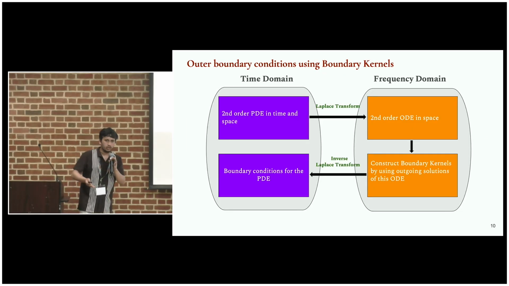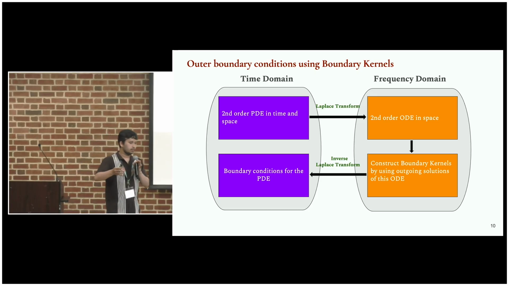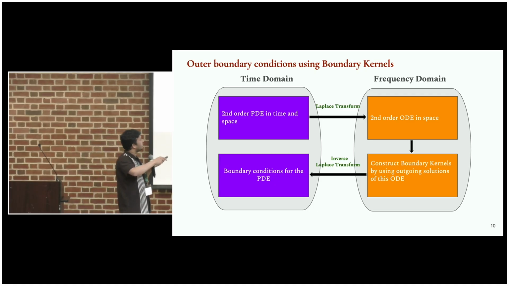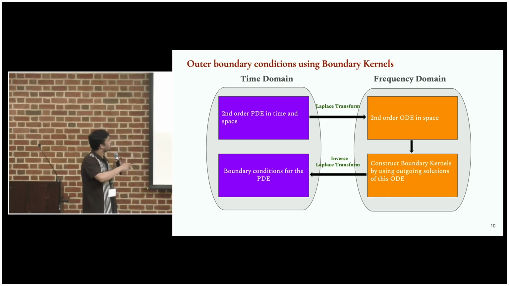So what are we trying to do here? We are trying to place boundary conditions at some finite value of r for the Teukolsky equation, and the quantities that help us do that are called boundary kernels. Let me explain the schematic of how we do that. Like I showed, we have a second order PDE in time and space, and then we Laplace transform it to get a second order ODE in space in the frequency domain. Here we use the outgoing solutions of this ODE to construct these quantities called boundary kernels, and then we inverse Laplace transform to get boundary conditions for the PDE. So this is our goal.